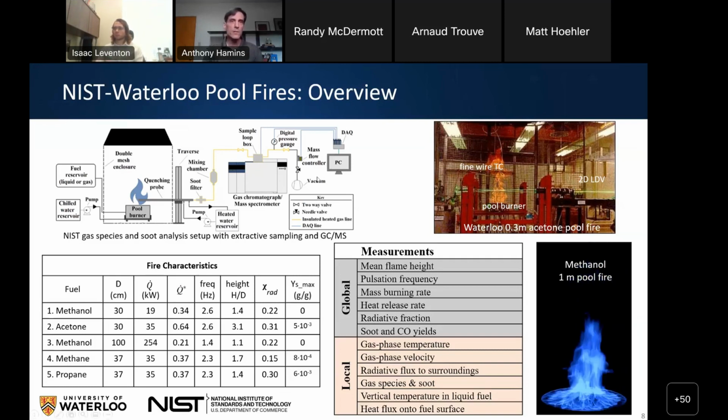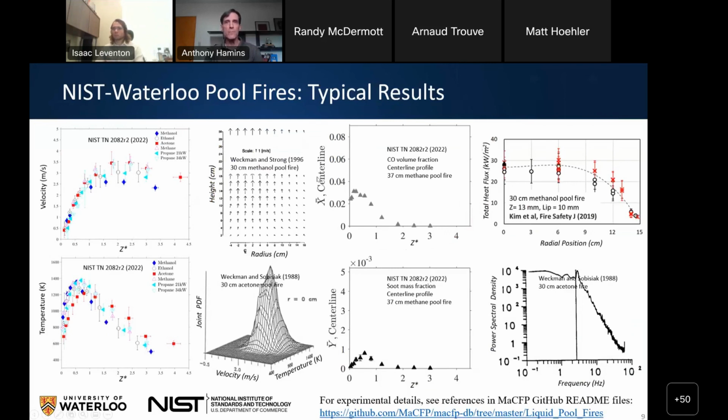The next slide shows representative measurements from left to right. The plot shows profiles of the axial velocity and temperature along the center line above the 37 centimeter diameter gaseous and 30 centimeter liquid pool fires as a function of Z star, the physical position normalized by the pool diameter. The flow field velocity vectors are next to the right of those plots in the 30 centimeter methanol fire and directly below the joint probability density function of the axial velocity and temperature in the 30 centimeter acetone fire.